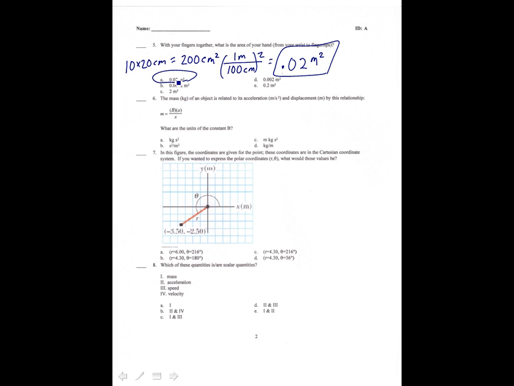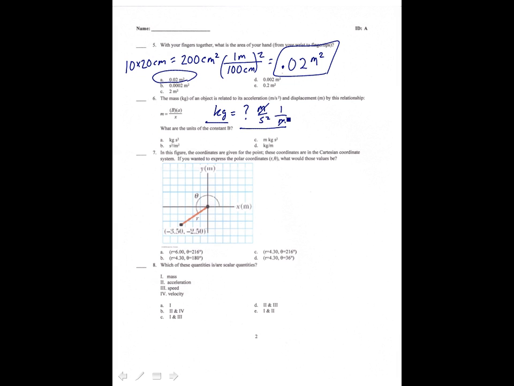What are the units of the constant b? Well, let's just look at the units. We have the mass, which is kilograms, and that's equal to some units that we're not sure for b times the acceleration, which is meters per second squared, and then 1 over the displacement, which is meters. So we want this side to be in the units of kilograms, because that's what this side is.